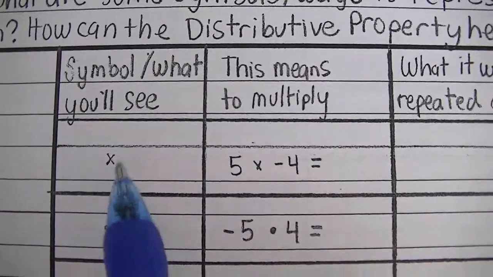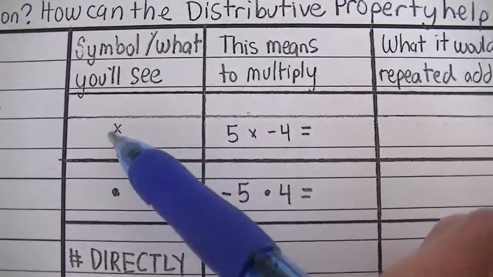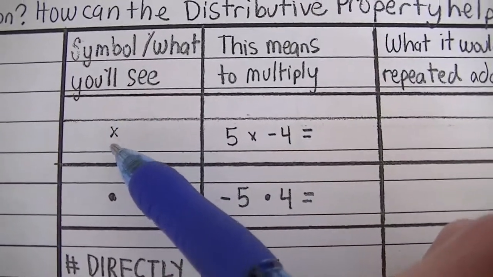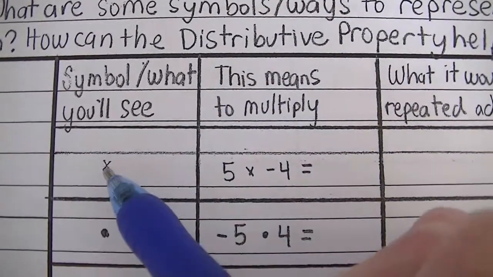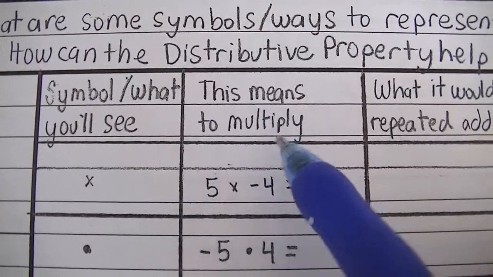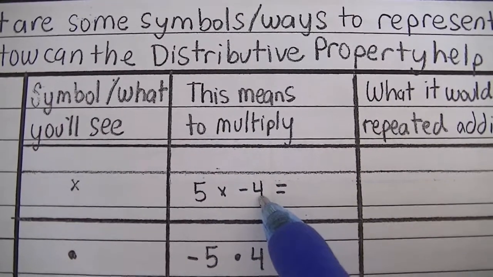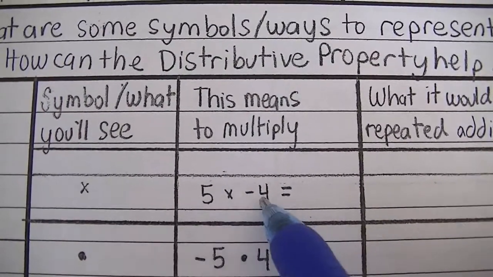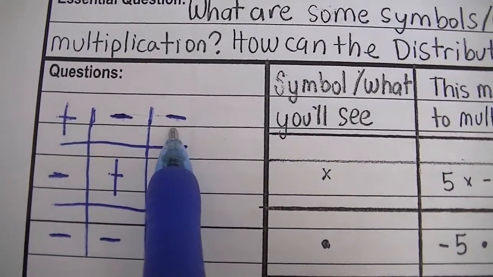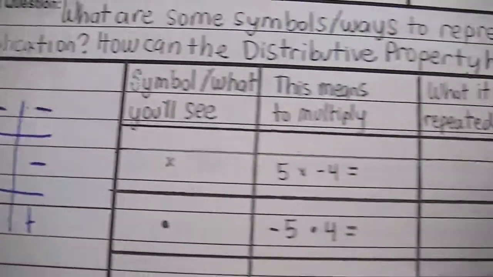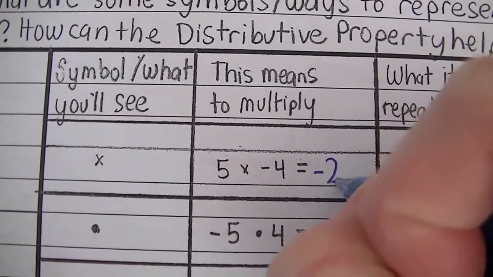You'll see these symbols right here. This one is the first standard one you've probably seen since you learned about multiplication. When you see that, this is what it means to multiply. 5 times negative 4. You have a positive times a negative. Looking over here, a positive times a negative, I'm going to have a negative product as my answer. So I'll have negative 20 as my answer.